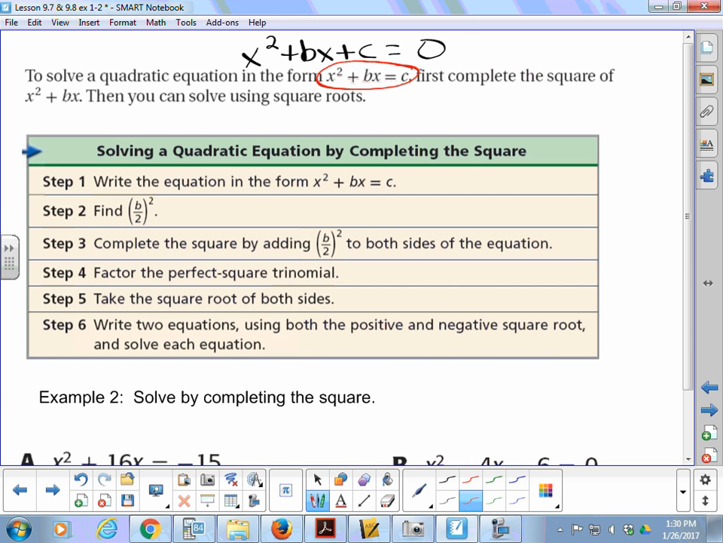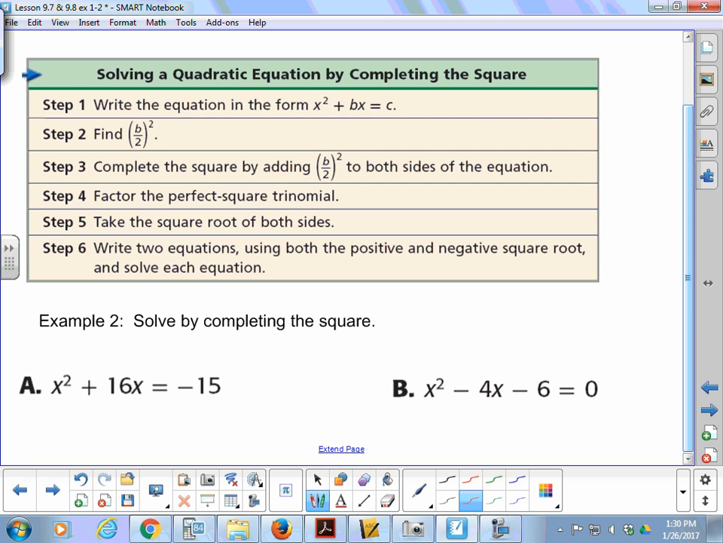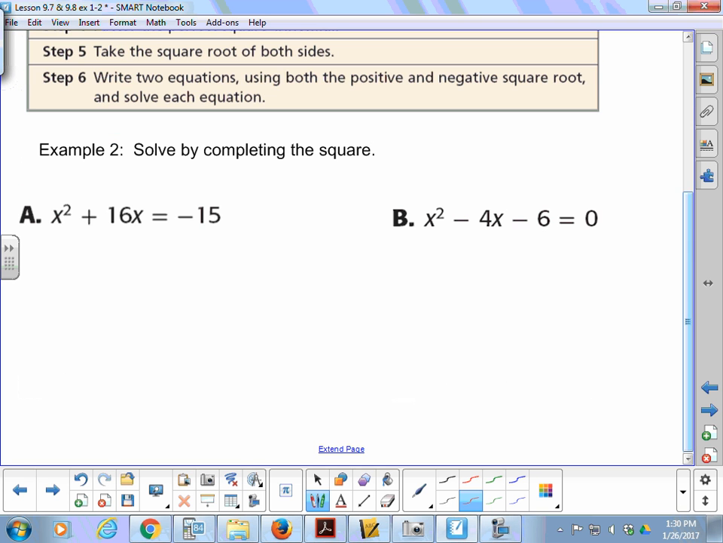Factor it, which we're going to do all at once. Take the square root of both sides, what we were just doing in the other problems, right? And then we'll find our answers. So this is in your book, so you can look it up later if you need to. All right? So let's start with letter A, and we'll see how far we get to B.